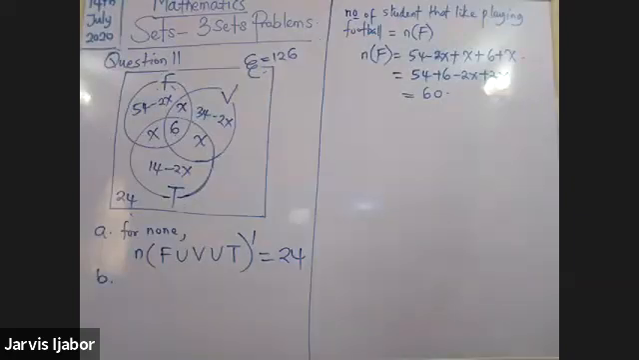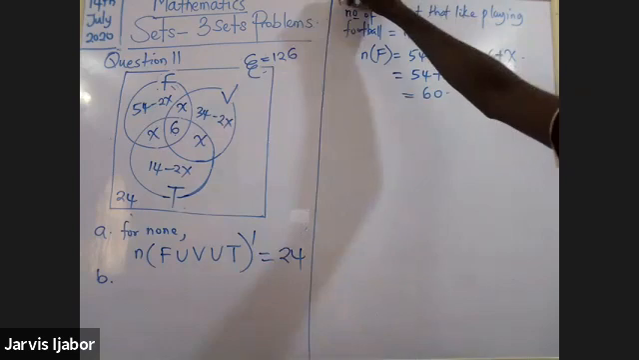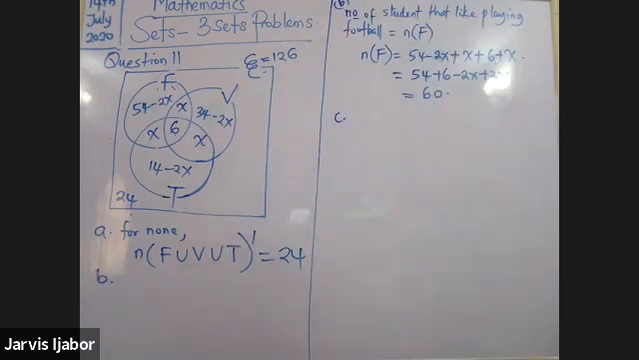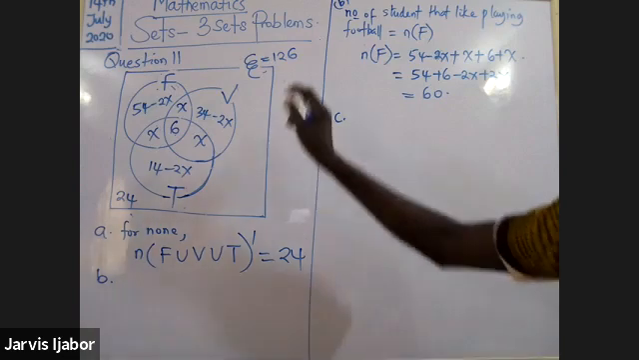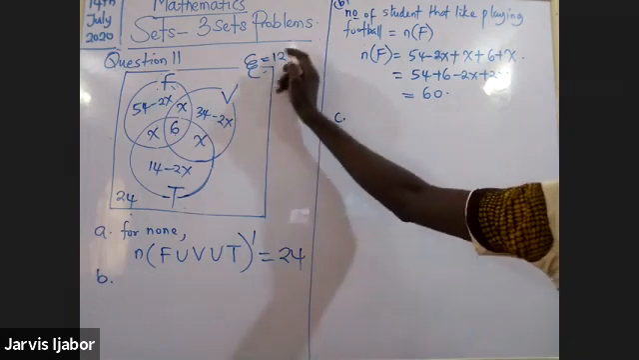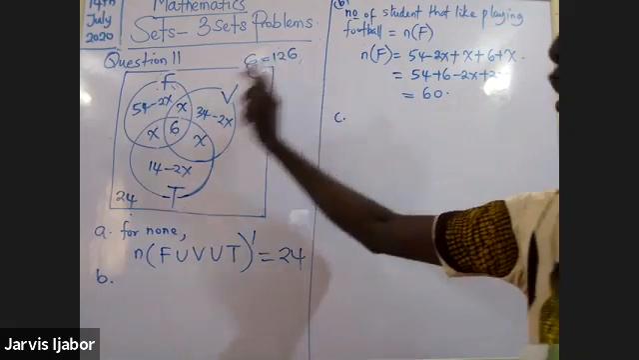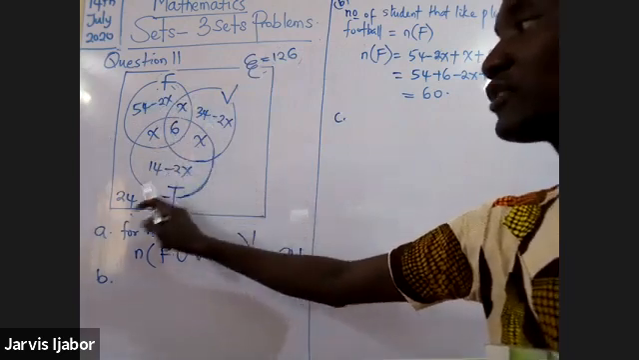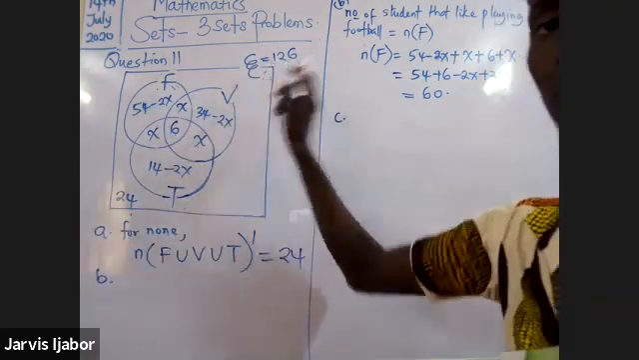Now, the next question here, so this is B. The next question, C, says, what is the value of X? How do we find X? Remember I said that to get the universal set is the largest possibility in any set question. So to get that, you add up the regions 1, 2, 3, 4, 5, 6, 7, 8, and equate it to 126. So that's what we're going to do.